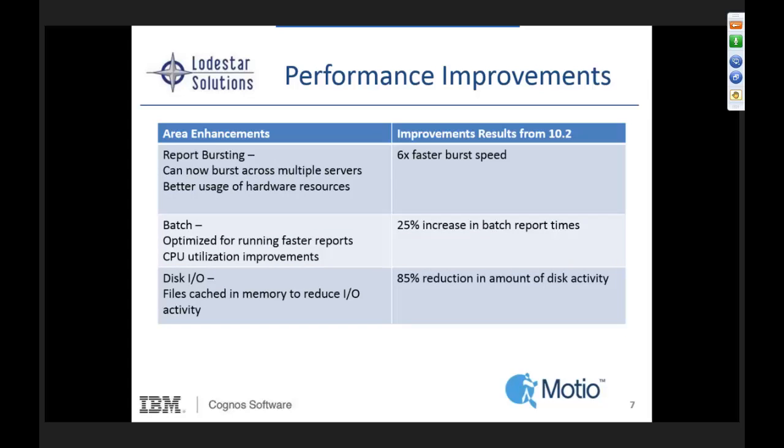Report bursting is actually about 6 times faster, based on the ability to use multiple servers. So it's actually using your hardware resources better. So report bursting can go a whole lot quicker. Batch reporting has seen an increase of about 25% based on some optimization with the CPU. And the disk interoperability has reduced the amount of disk activity by about 85%, based on the way the files are cached in memory.